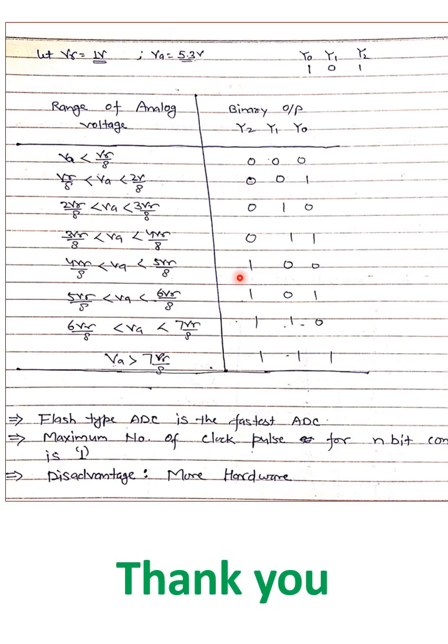So these are the advantages of this ADC. Flash type ADC is the fastest ADC because it compares all the possible formations of input in parallel, and for n-bit conversion only 1 clock pulse is required. The disadvantage of this type of circuit is that it requires more hardware, and the circuitry is complex.